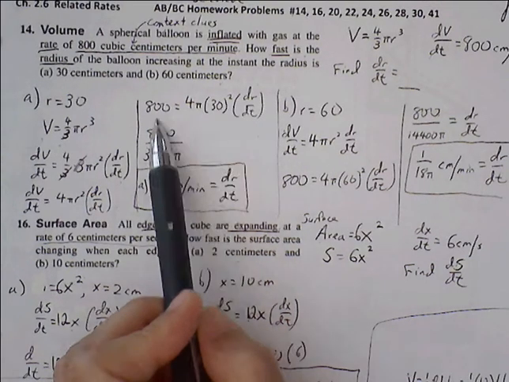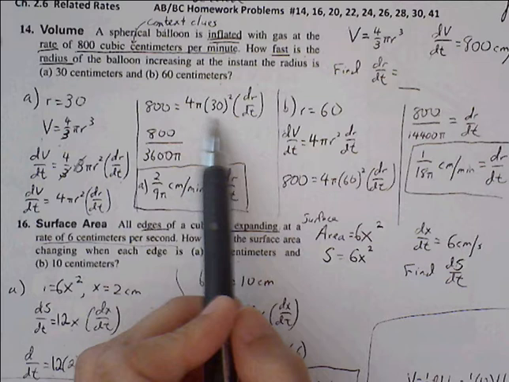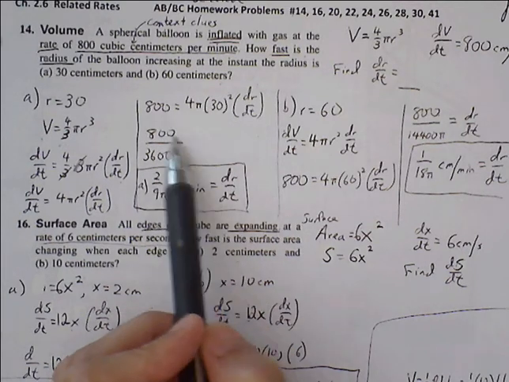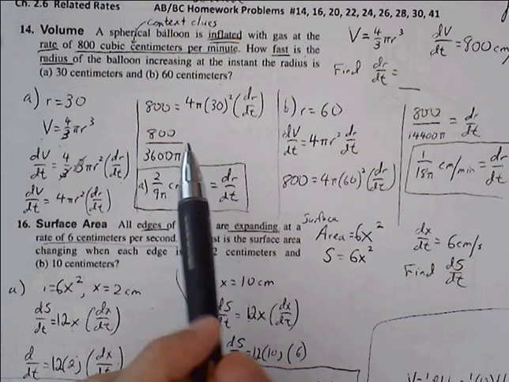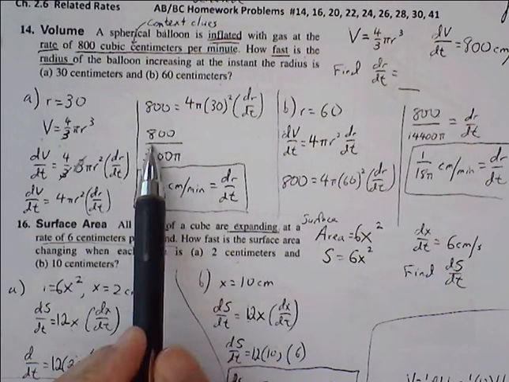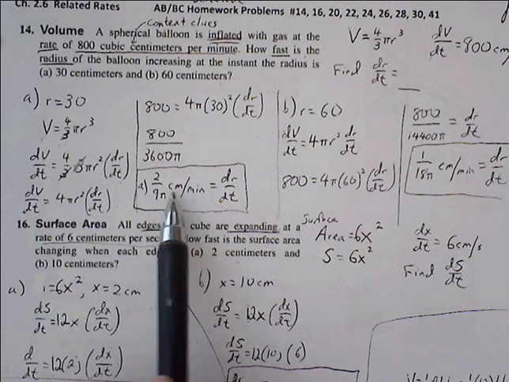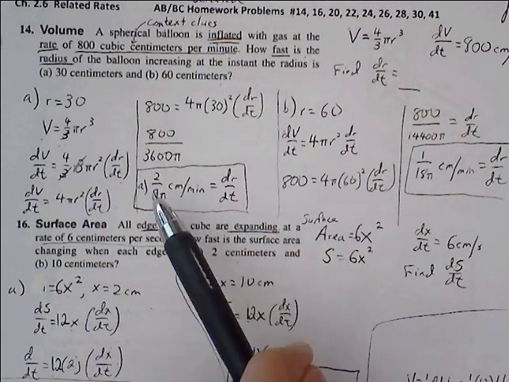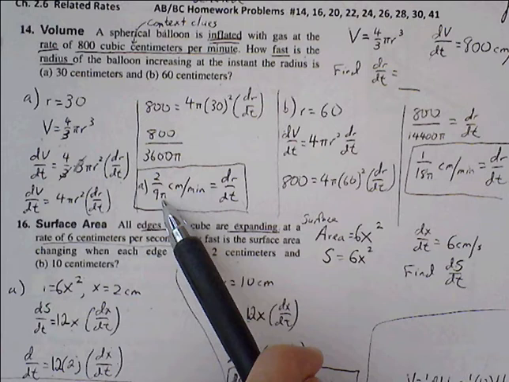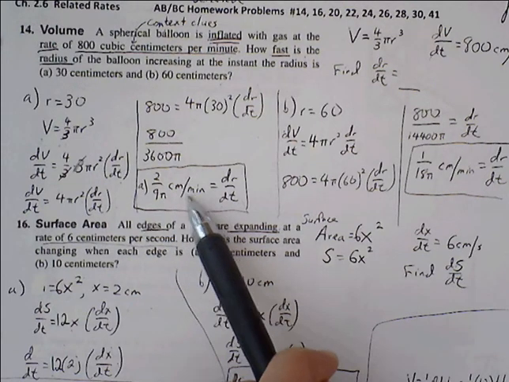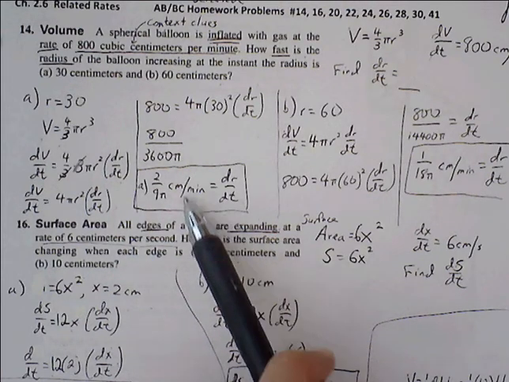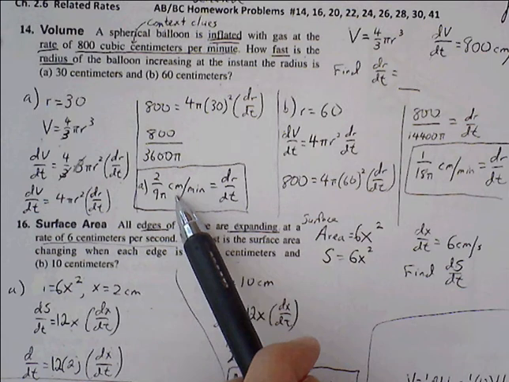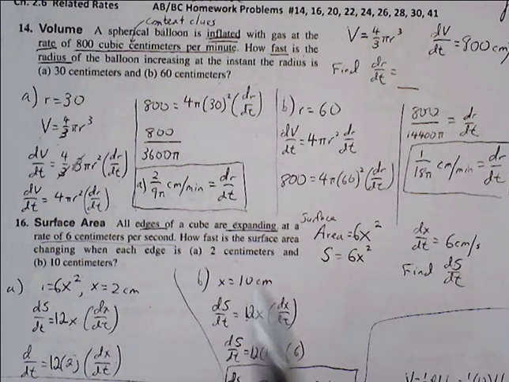So we divide both sides by 4 pi times 30 squared. When we do that, we get 800 divided by 3600 pi, and that reduces down to 2/9 pi. We know that the radius is increasing, so we expect that to be a positive number, which it is. And we're asking for the rate, so centimeters per minute. It's a one-dimensional unit, so dr/dt is just going to be centimeters per minute, and the value being 2/9 pi.